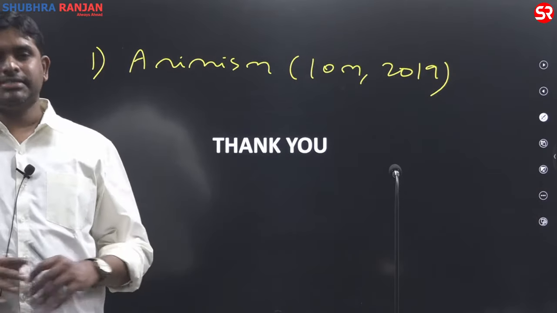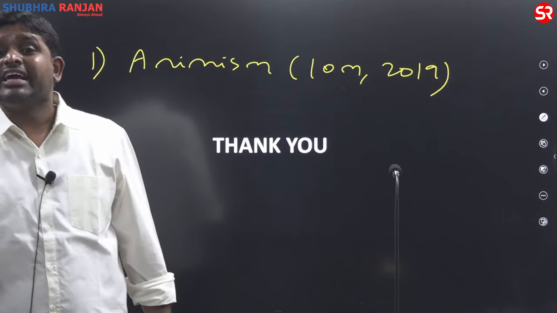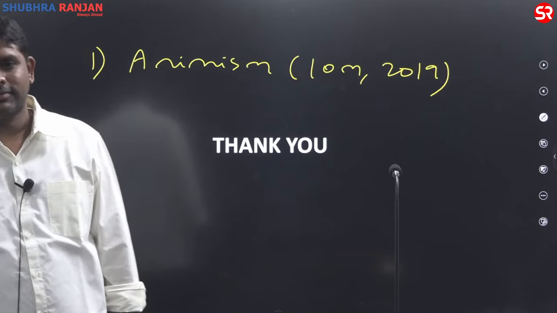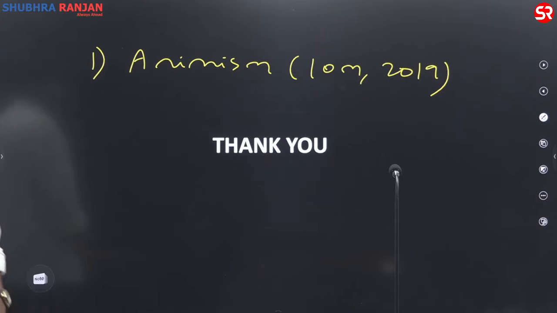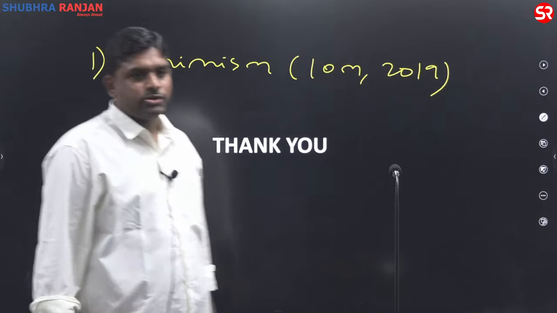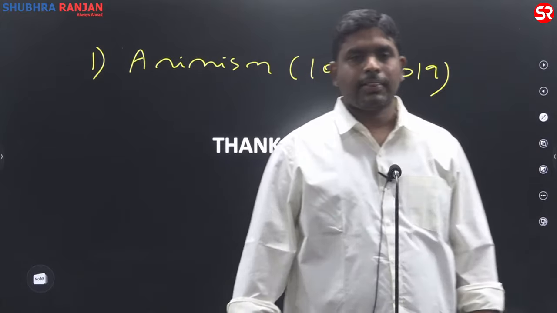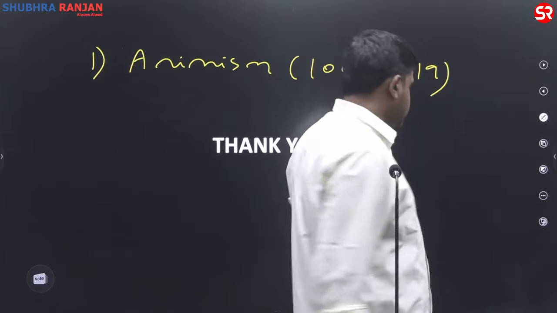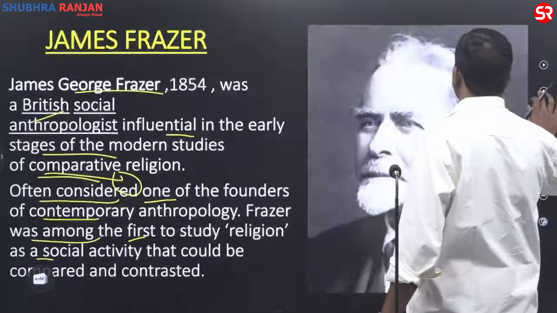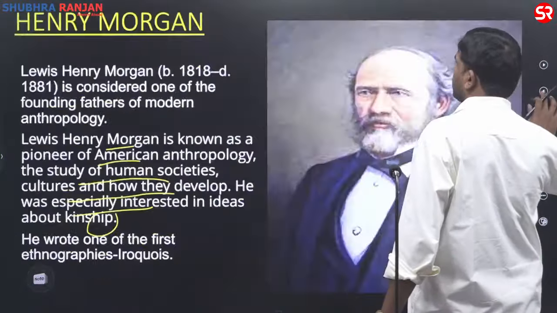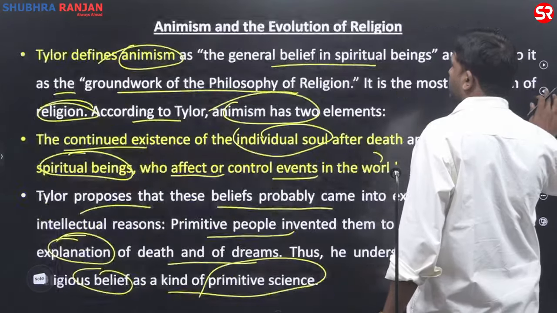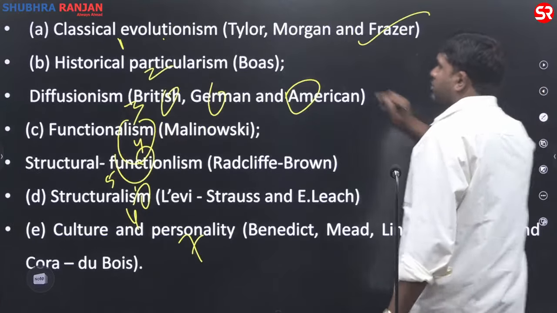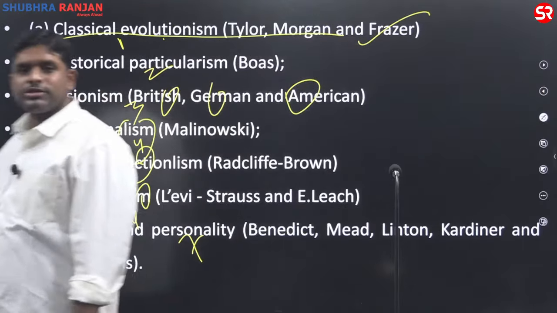But however, it is criticized. Any scientific basis? No scientific basis. Why? Because he is an armchair thinker, just a thinker. So this is about classical evolutionism, the first school of anthropology. So we completed what? Classical evolutionism.